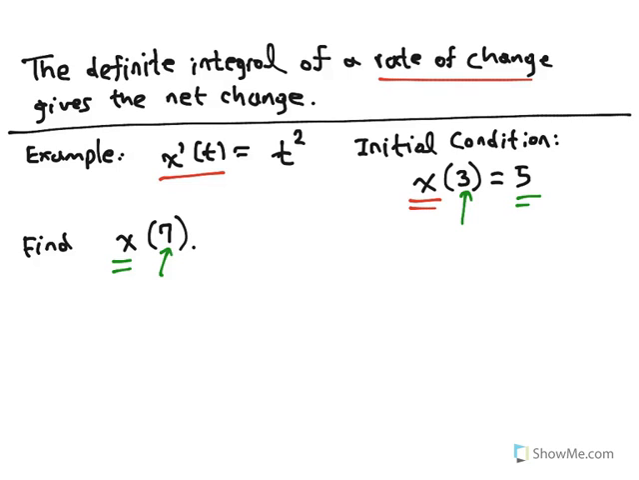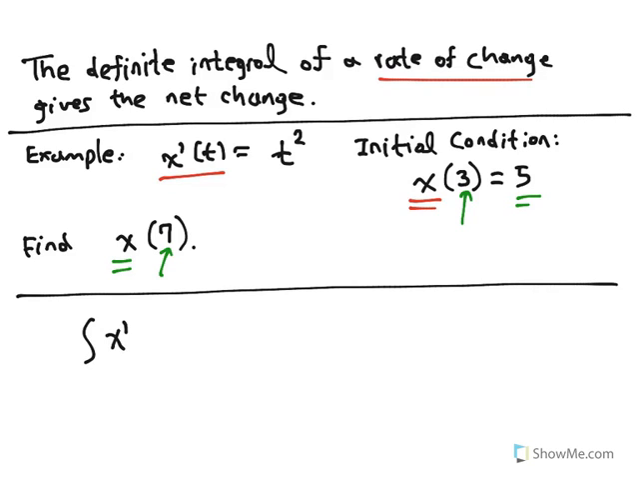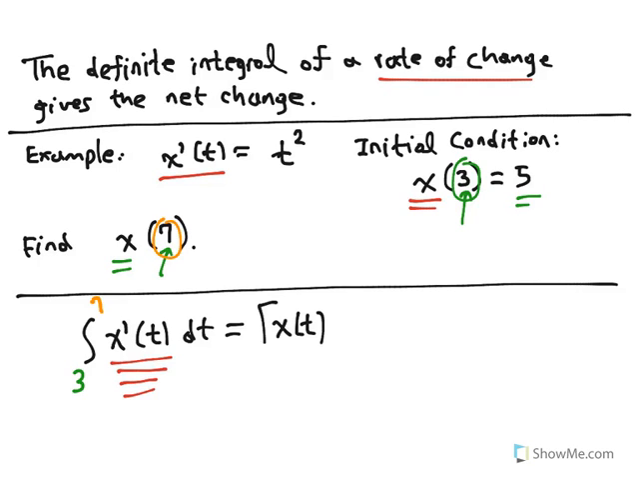So we can use the fundamental theorem of calculus as follows. We know that when we have the definite integral of x prime of t dt from time equals 3 to time equals 7, by the fundamental theorem of calculus, this can be evaluated by finding an antiderivative of the integrand, which would be x of t, and then we would evaluate the antiderivative at the upper and lower limits of integration and subtract.